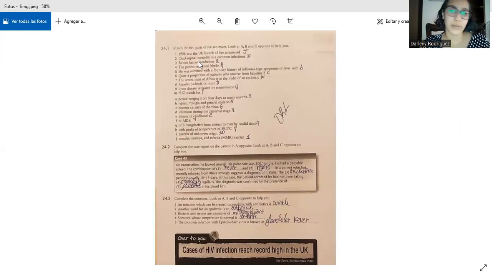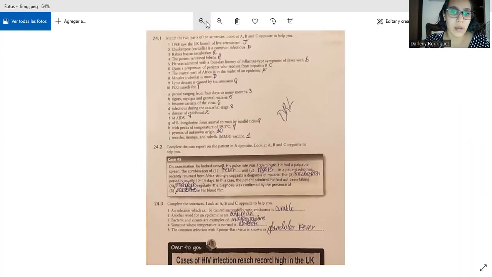Exercise 34.1. Match the two parts of the sentence. Look at A, B, and C opposite to help you. Number 1, 1988 saw the UK launch of Live Aid. Letter J.